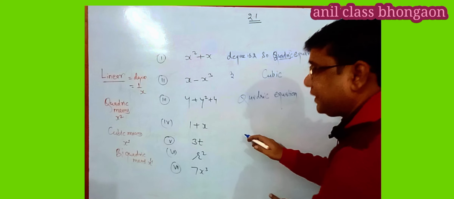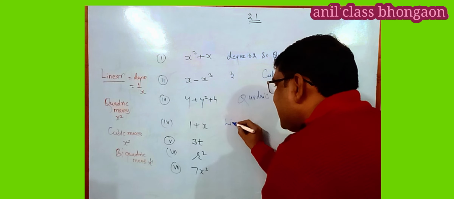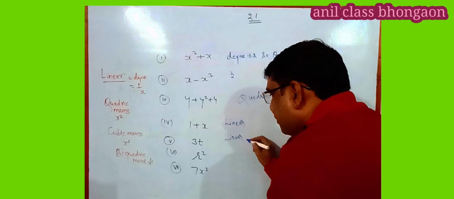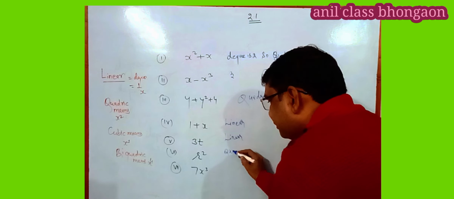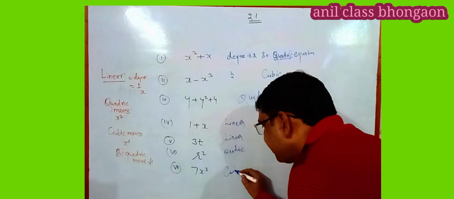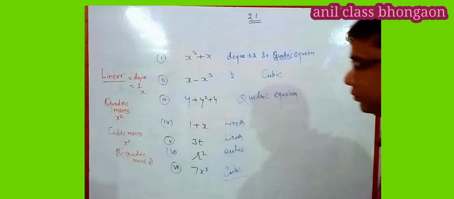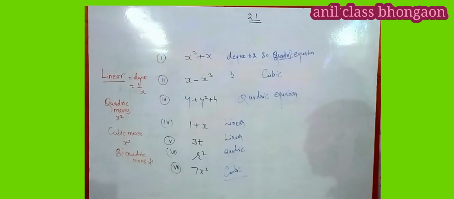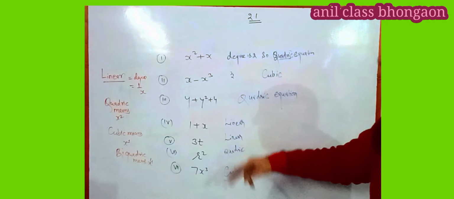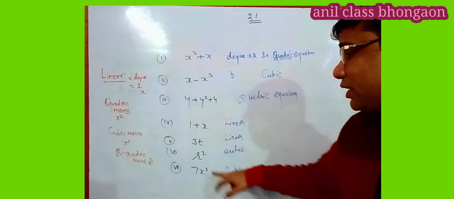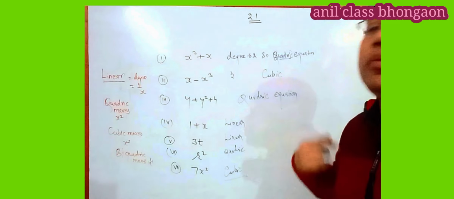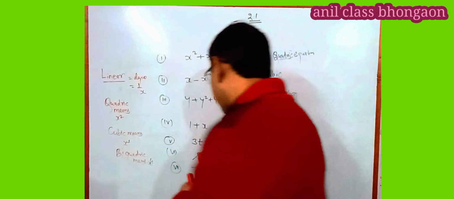Here the degree is 1, so this is a linear. This is a linear, degree is 1. This one is quadratic, and this is a cubic equation. My friend, you can also identify: if the degree is 1, this is a linear equation; degree 2 is a quadratic equation; and degree 3 is a cubic equation.